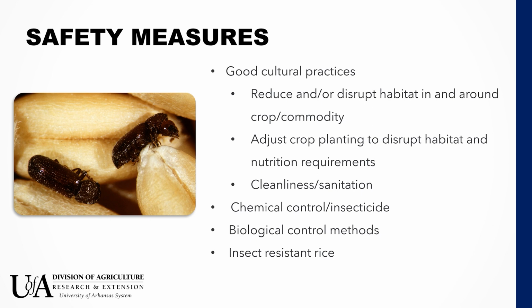Cleanliness and sanitation are very important because once again, when that is done, it disrupts the habitat where the insect would otherwise have proliferated. The use of chemicals is also very important, as well as insecticides. Then there's the biological control method and the use of insect-resistant rice cultivars.